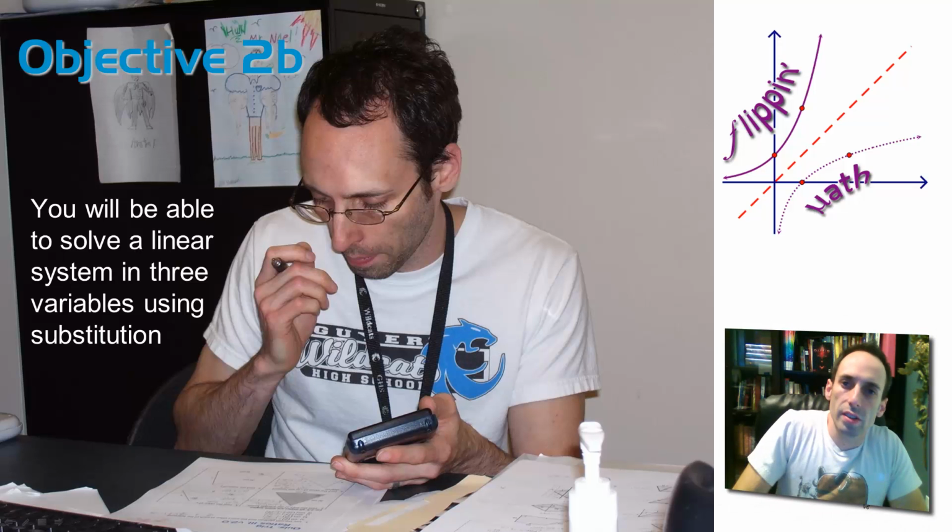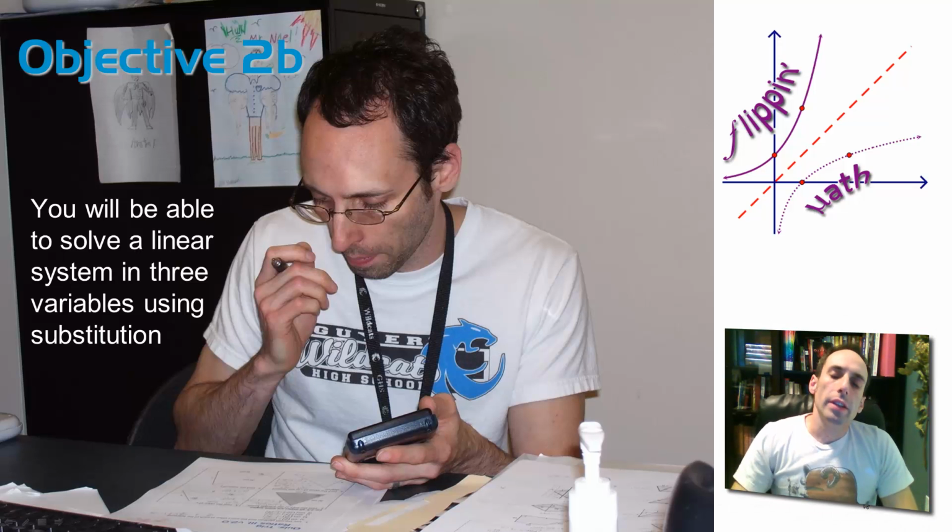So the last part of this lesson is still solving some linear systems in 3 variables, but we're going to do it by substitution this time.